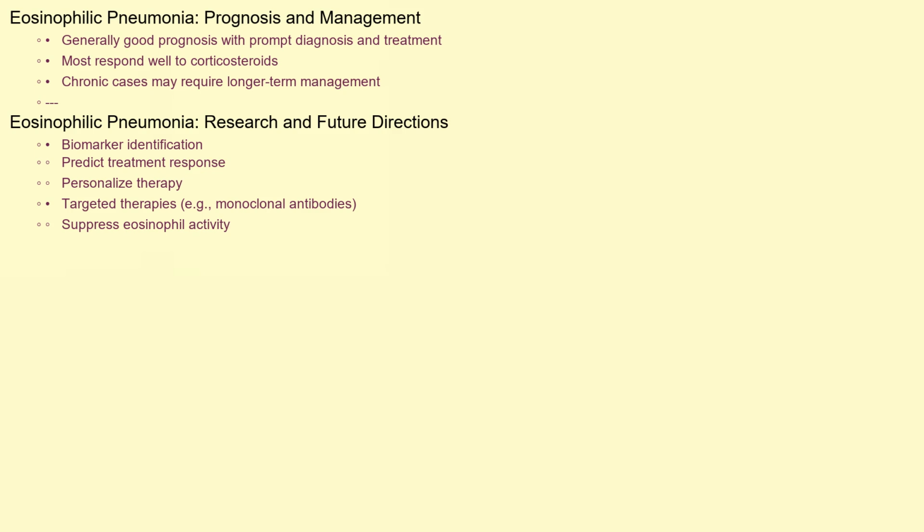Recent research is focusing on identifying specific biomarkers that can help predict treatment response and personalize therapy. Studies are also exploring the role of targeted therapies, such as monoclonal antibodies, to selectively suppress eosinophil activity in the lungs. These advances hold promise for improving outcomes and reducing the need for long-term corticosteroid use in some individuals with eosinophilic pneumonia.